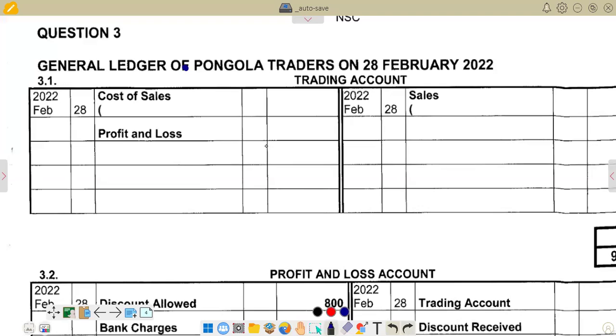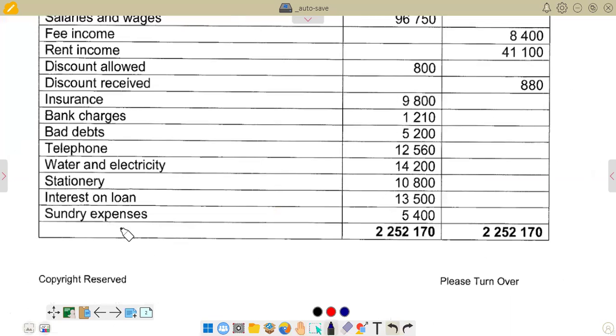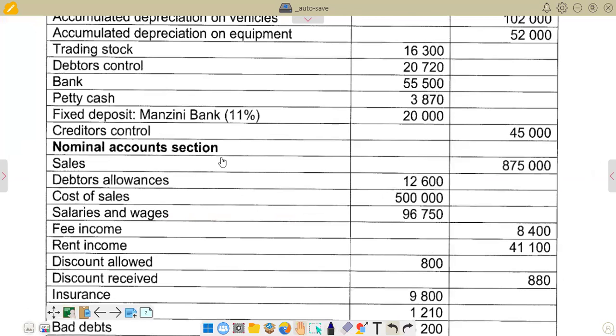Then we are going to start with calculating the figure for sales. Let's see how we are going to calculate it. If you go to the list of balances, we have to pick the figure for sales first in the trial balance. If you come here, we will see that sales is here. We've got 875,000 representing our sales.